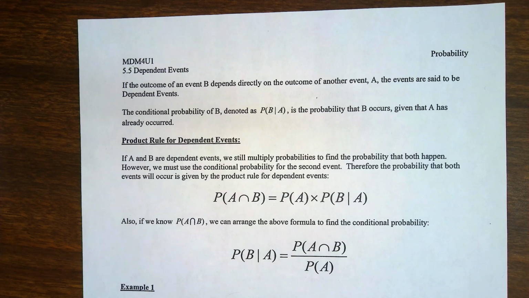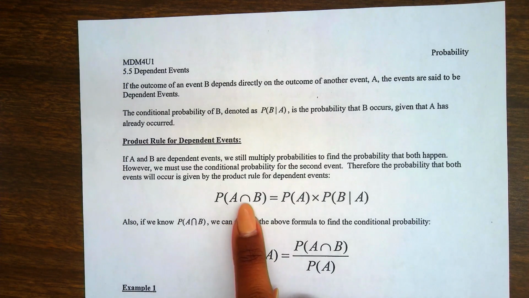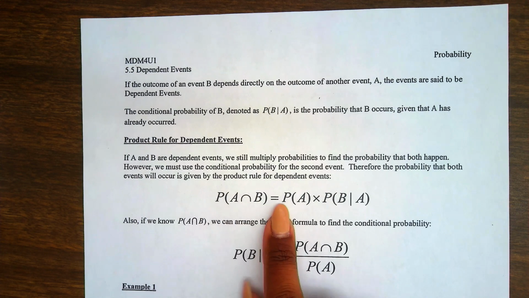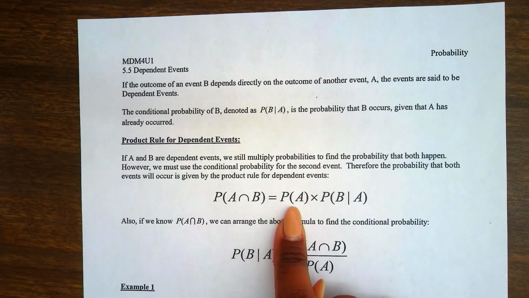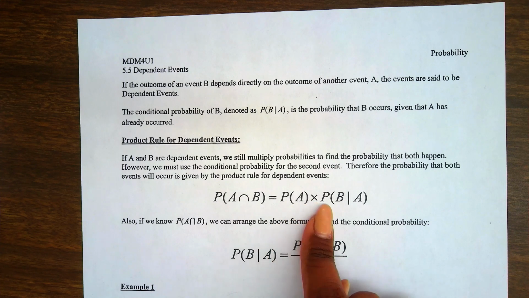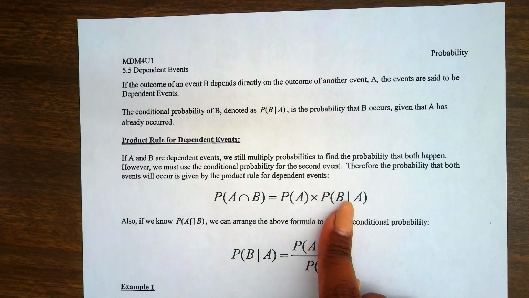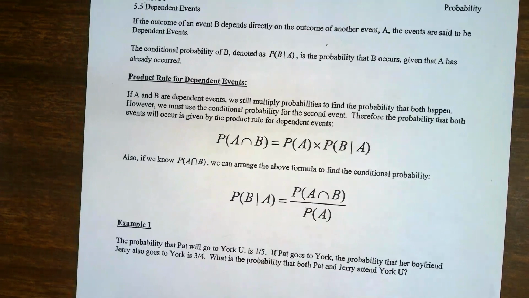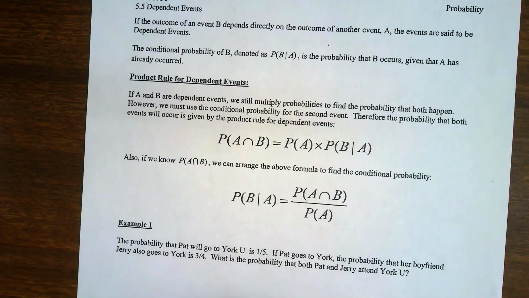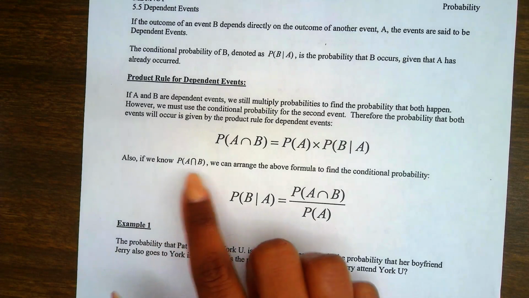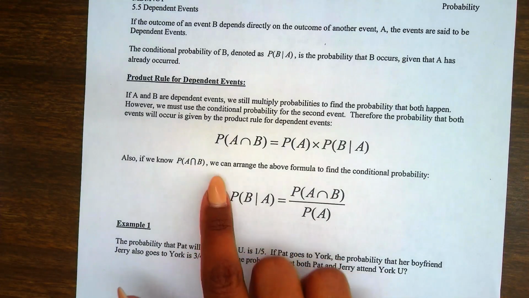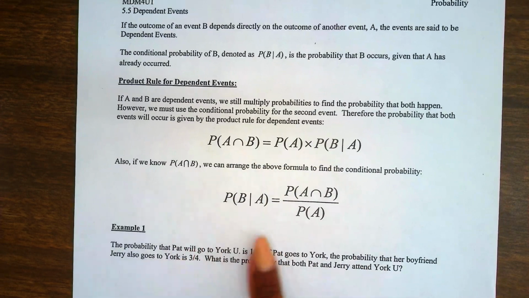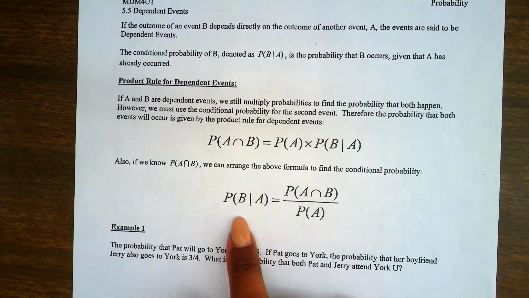So the probability that both events will occur is given by the product rule for dependent events. So the probability that A and B occur, so the intersection, equals the probability that A occurs times, because it's and, the probability that B occurs given that A has already occurred. Okay? So a rearrangement of this, depending on what you're given in your question, if we already know what the probability of A and B taking place is, we can arrange the formula that's up here and find the conditional probability. So it's basically isolating the probability of B given A.